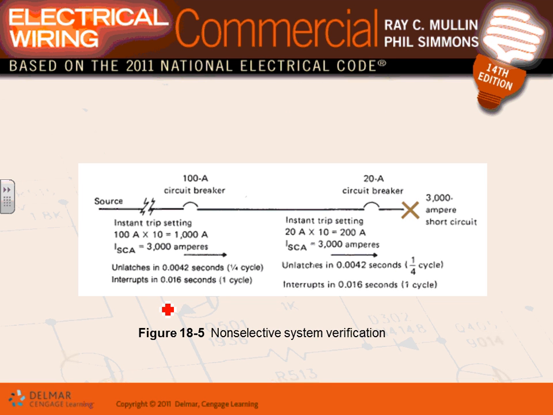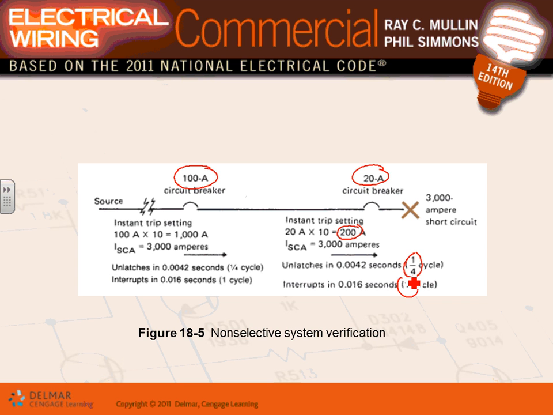Here's a good example, guys, where you have a 100 amp circuit breaker and a 20 amp circuit breaker. Can you see that? Now Adam went to change that ballast, and there's going to be a short circuit. The short circuit was 10 times the available, a 200 amp short circuit. This one is set to unlatch at a half cycle and interrupt at one cycle, meaning it opens in one cycle.